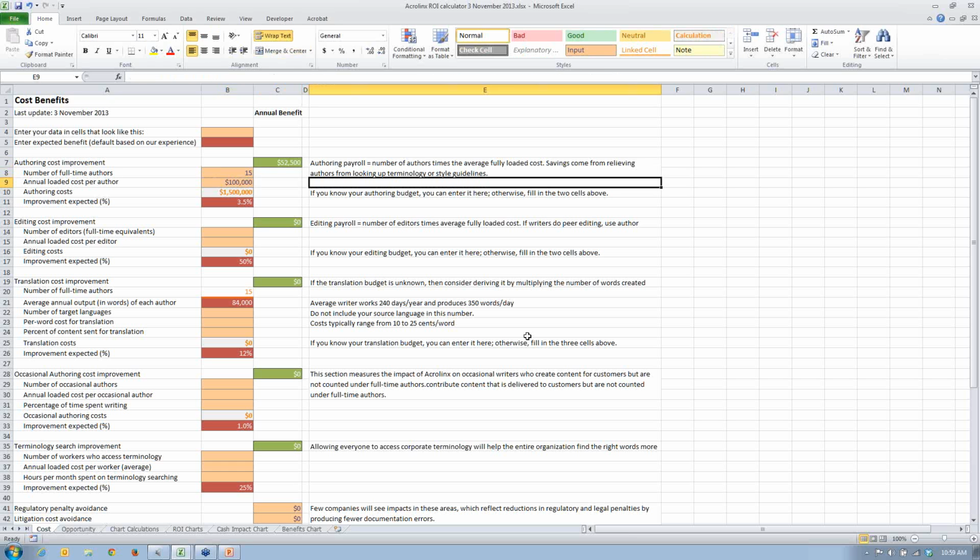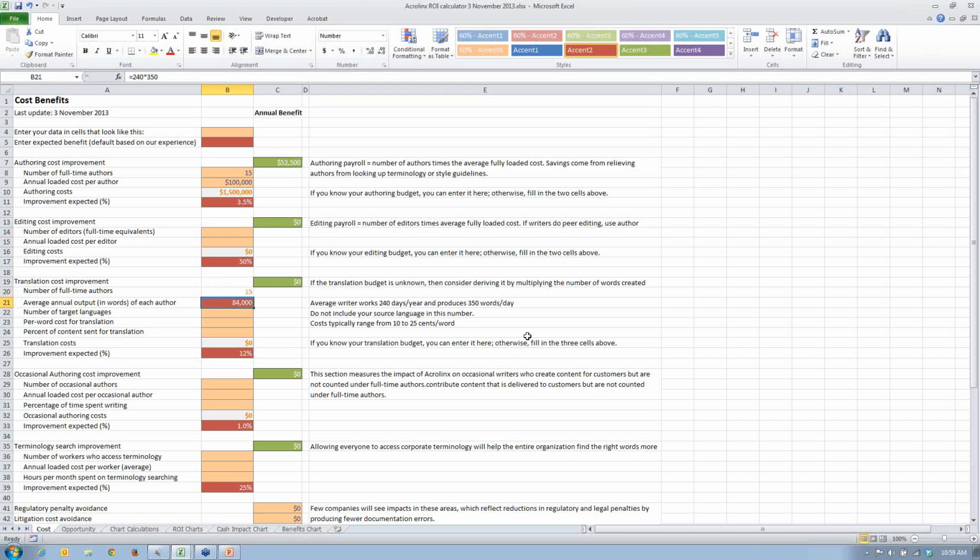It also can save time in the review process because authors are getting the immediate feedback at the time that they wrote it rather than when they have become cold on the content. And similarly, you can go through and enter in the impact on editing costs, perhaps on translation costs if you translate to multiple languages. You can see that it copied over your number of full-time authors.